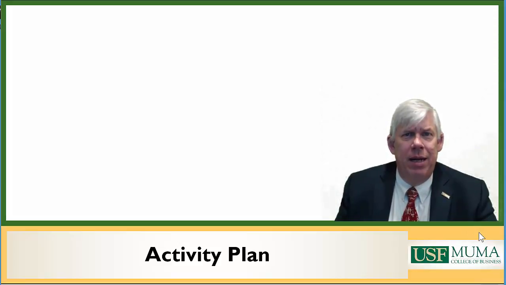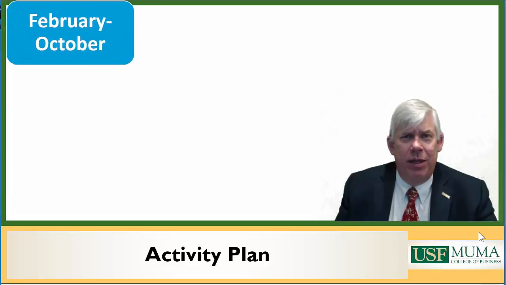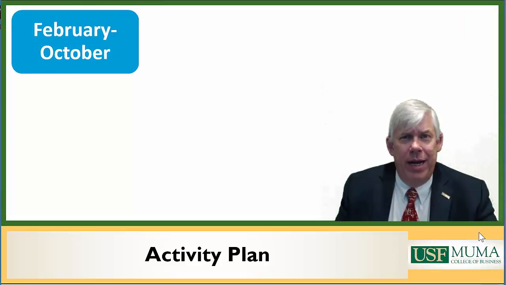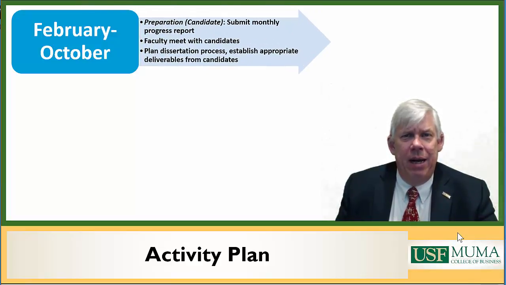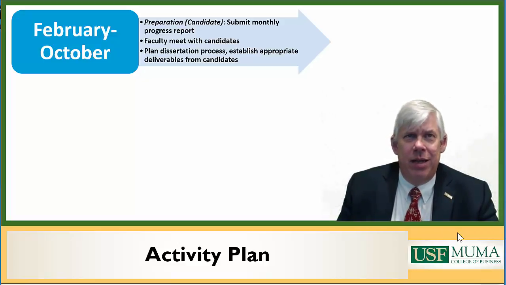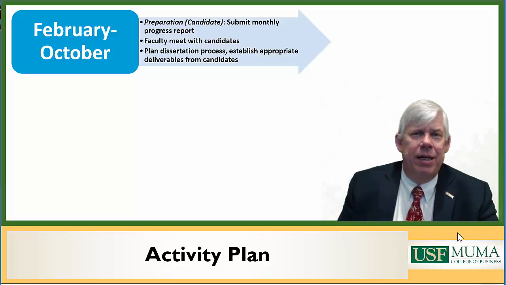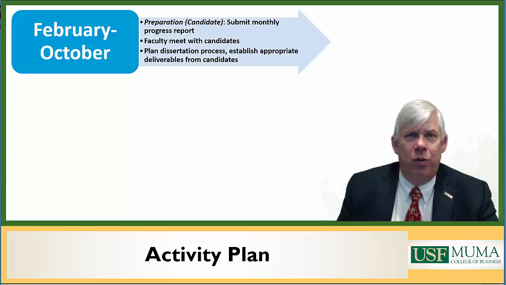There will actually be 10 scheduled dissertation meetings starting the second weekend of February and ending the second weekend of December with the defense. During the first 8 of these 10 meetings, remember, we do not meet in July. From February to October, before each meeting, the candidate will prepare a progress report. The faculty will then meet with the candidates for that 4-hour block of time, during which they'll plan the dissertation process, establish appropriate deliverables from candidates, set up milestones, and so forth.